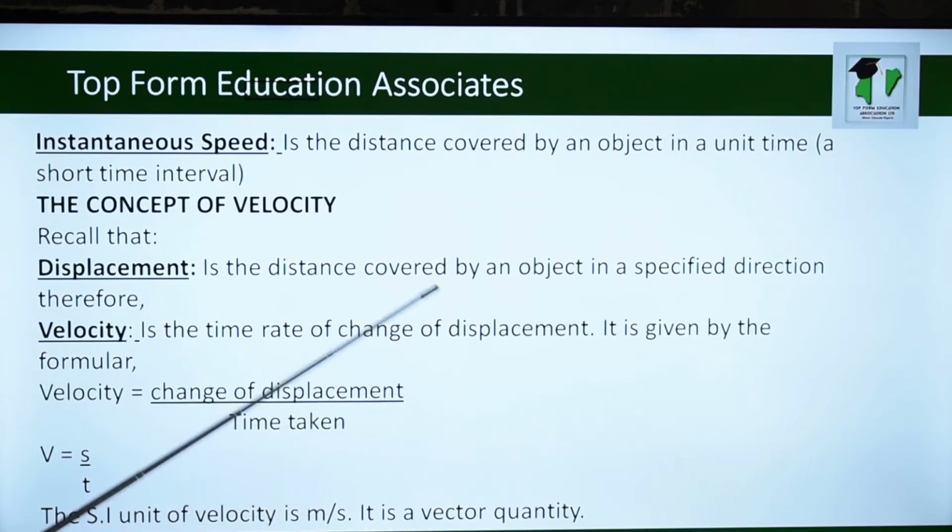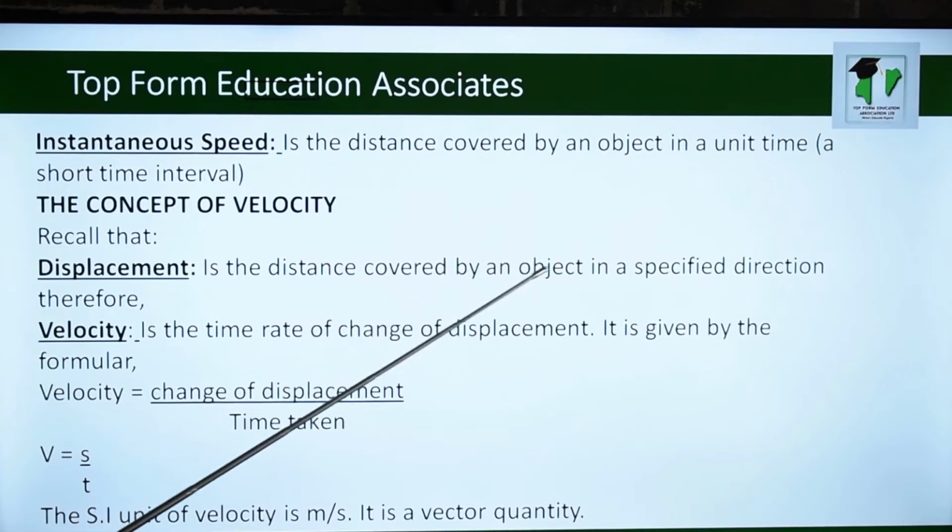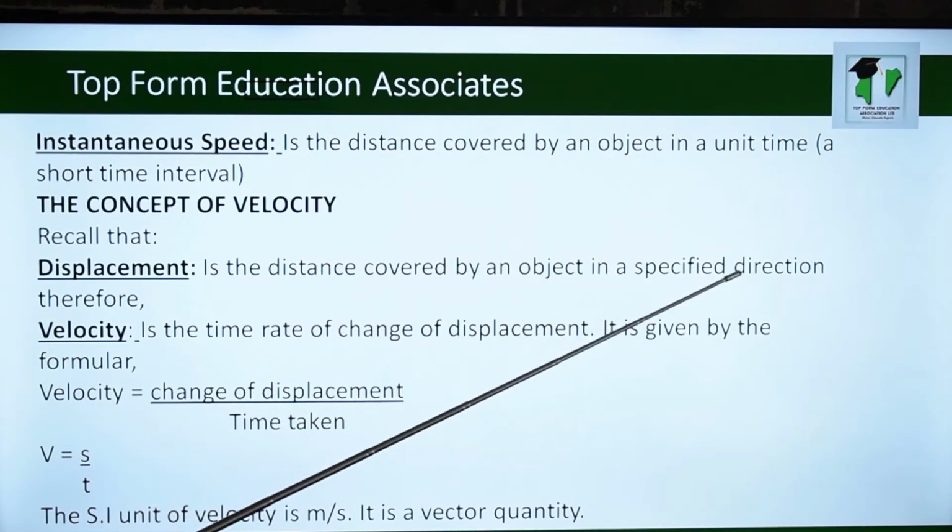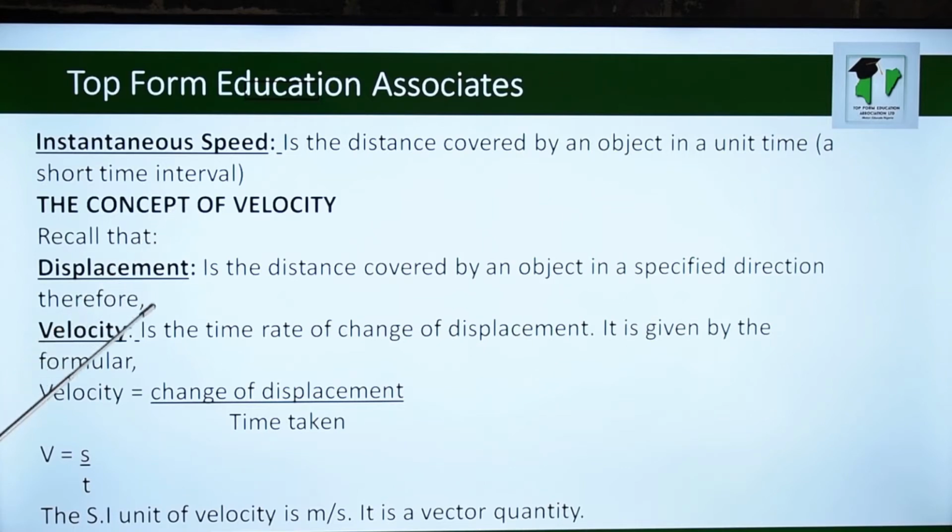I will say, as for instance, a student moving out of the classroom without telling us where he or she has gone to. You've just covered ordinary distance. But once you now specify, I say, I want to go to the principal's office. Say distance covered by an object in a specified what? Direction. We'll call this what? Displacement. So for that reason, we'll have it that velocity is the time rate of change of displacement.